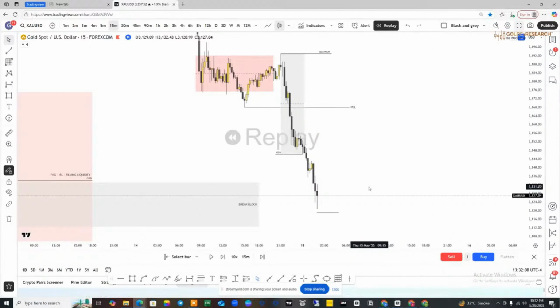Why did I capture this move? I've just explained to you what London does. London always sets either the low point or the high point of the entire day in the market. 80 to 90% of the time, the day's low is set during London, or the high is set during London. After that, the low or high set by London usually remains protected.